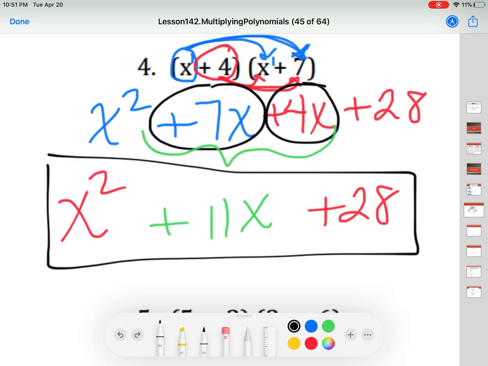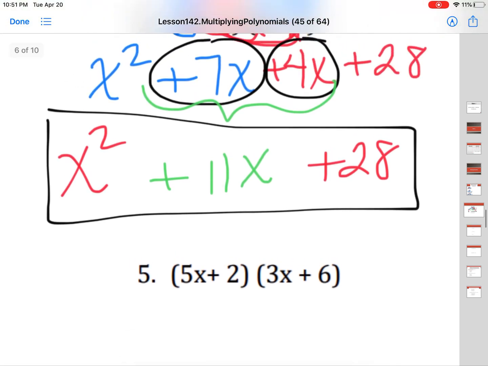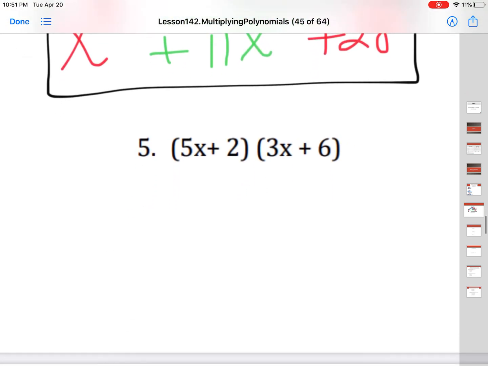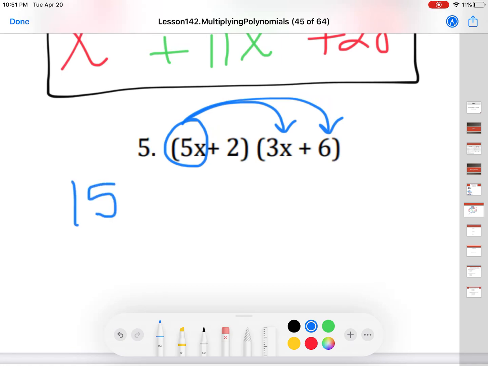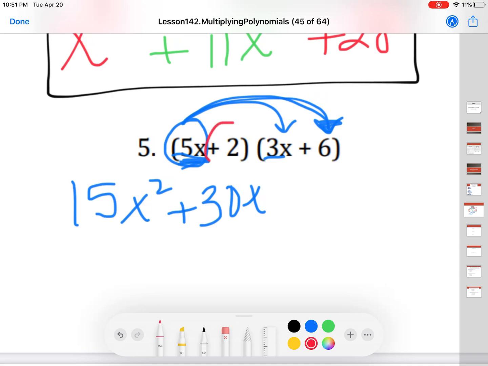Some teachers call this FOIL, first, outer, inner, last. It's the same thing. Personally, I think it's way easier if we just think of it like distributing. So I'll do that one more time with you, and then you'll try a few on your own. Take the first term and send it to both terms. 5 times 3 is 15. An x with another x is x squared. 5 times 6 is positive 30 with an x.